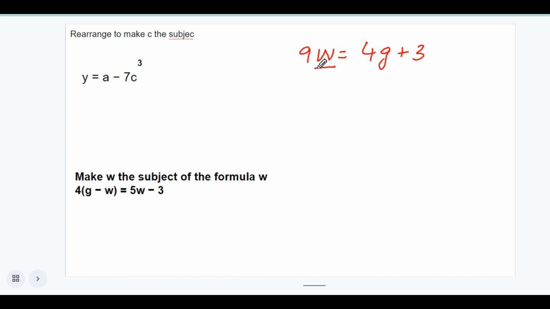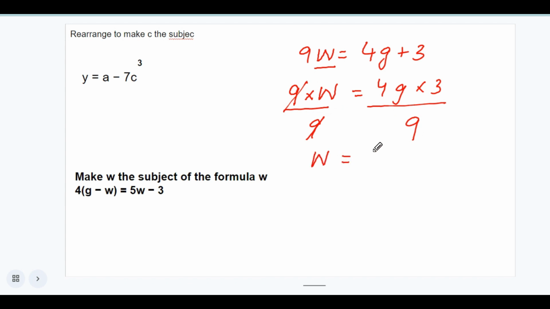Again we have this 9 with this w. You know that this 9 is multiplying with w. What we need to do now? This is multiplying, so we need to divide both sides by 9. So this 9 is going to be cancelled out with this 9. We are left with w equals to 4g plus 3, sorry, this is 4g plus 3 divided by 9. So this is your answer.